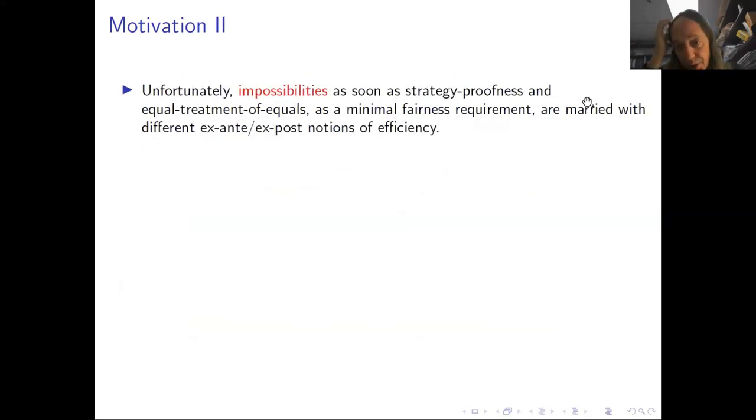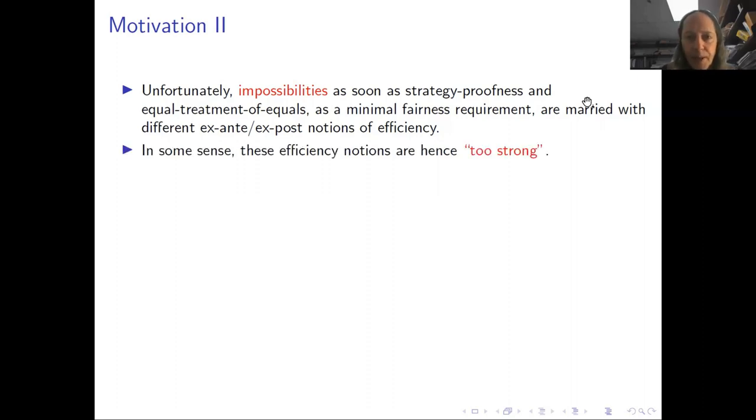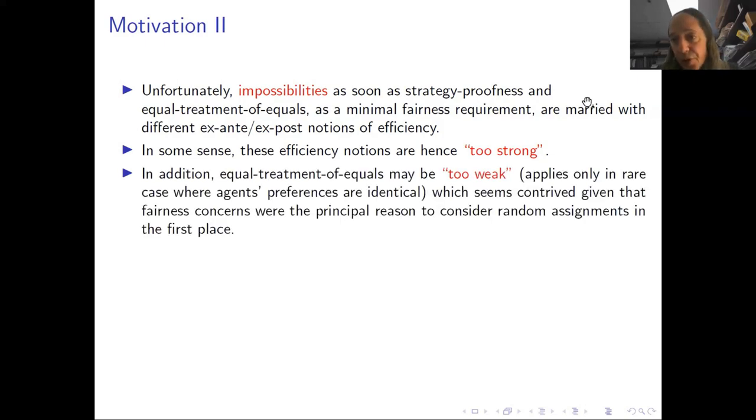All right, so we want to design random mechanisms where agents report ordinal rankings truthfully, with strategy-proofness based on weak dominance. But once you require strict improvements, you get lots of impossibilities, depending on what efficiency notion you use or what kind of symmetry or equal treatment of equals notion you use. Those efficiency notions may be too strong, and sometimes you just have symmetry, but this is also too weak, because it only holds when agents have equal preferences, while you want to randomize because a deterministic assignment is unfair.